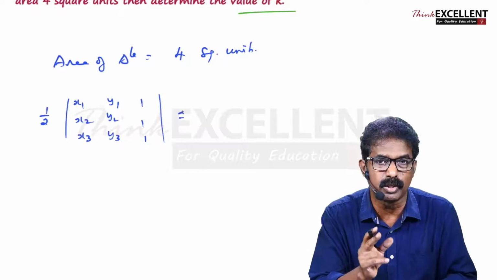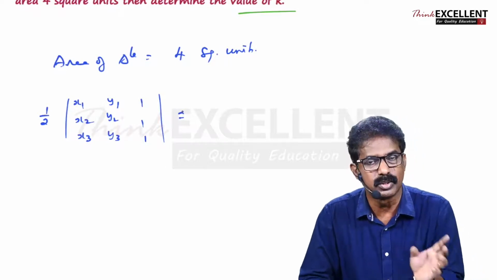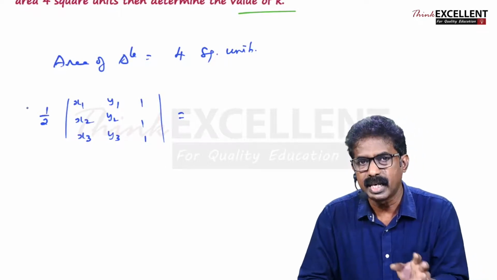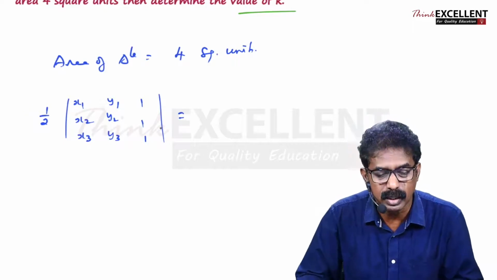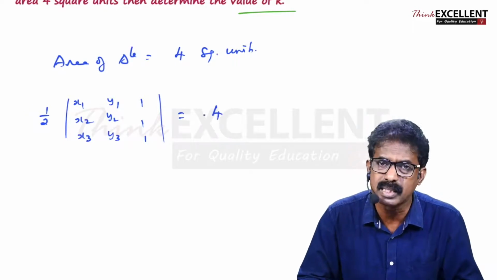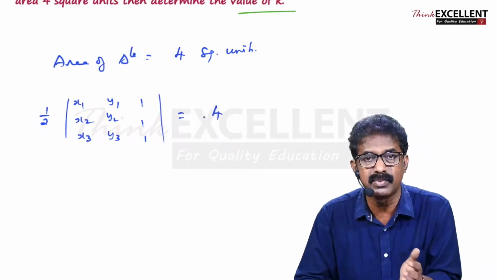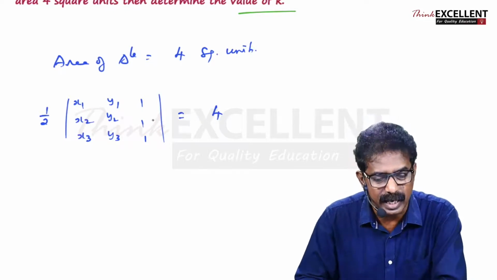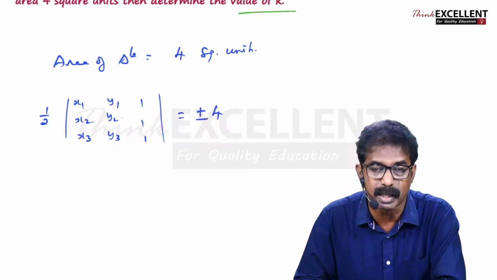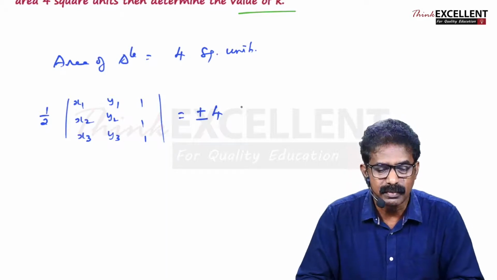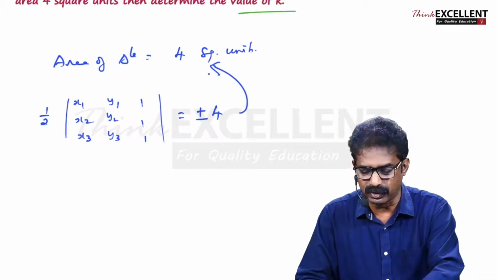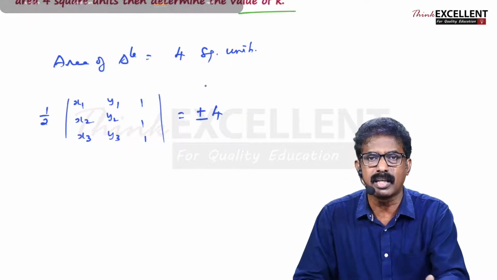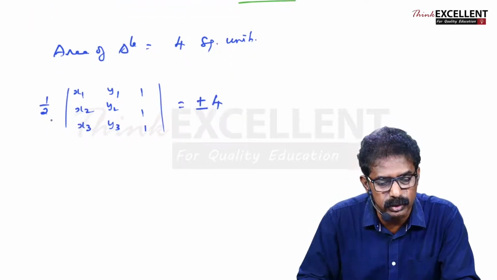Please listen here, you have to be very, very careful, students. Many students make mistakes here. Area is 4. In the calculation, you would have got either plus 4 or minus 4. Even if you get minus 4 in the calculation, area of the triangle is equal to 4 only. Then when you write the final answer, you take plus 4 only. Now take 2 there, so it becomes 4 2s are 8, plus or minus 8.